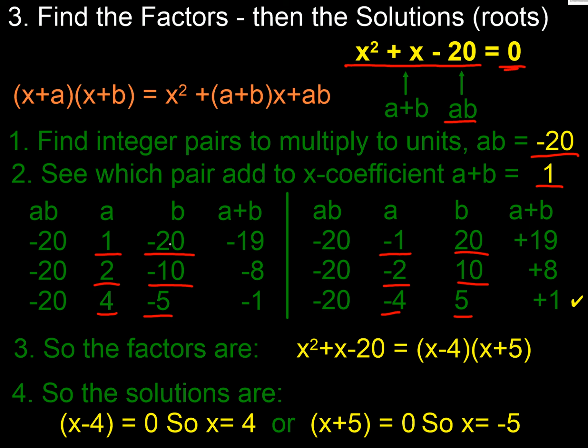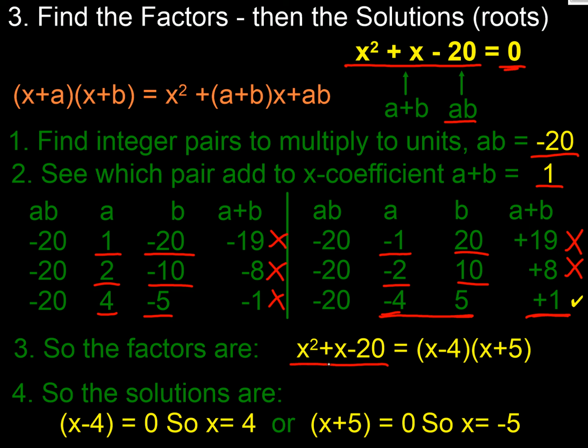Now we've got to add them together, haven't we, and see which is the right pair. So 1 take away 20 is minus 19. That's not what we're looking for. Next one's minus 8. No. Next one's minus 1. No. The next one is plus 19. No. And the next one is plus 8. So the only one that gives us plus 1 is this last pair. Minus 4 and 5, when added together, give us plus 1. So that's what we're looking for, isn't it?